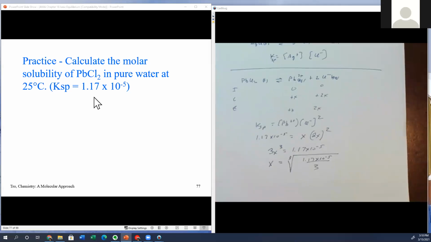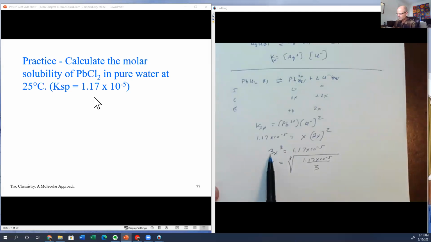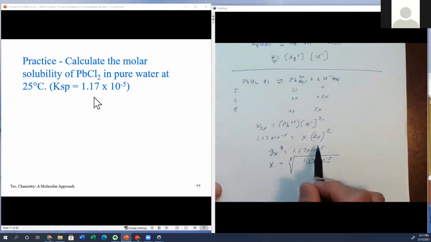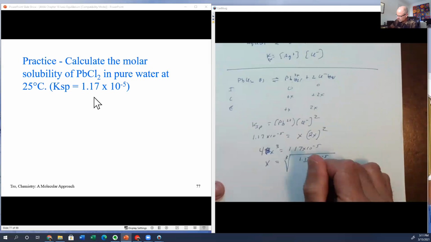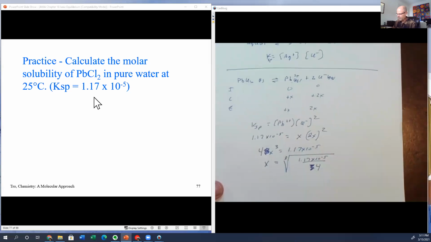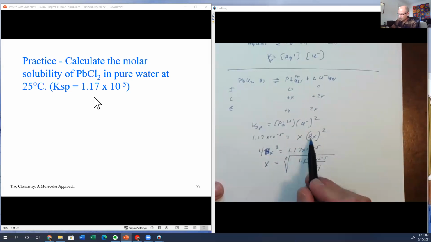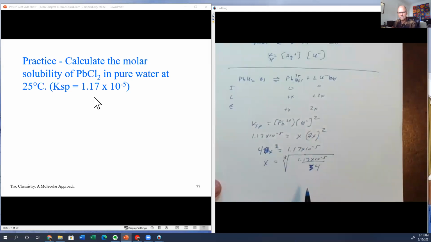Wait, why did you do 3x cubed? Oops, sorry, my mistake. Thank you for catching that. What should it be? This is wrong. It should be 4x cubed, divided by 4, because 2 squared is not 3. I was mixing up that 3 with that 3. So it's 4x cubed is equal to that. Thanks for catching that.